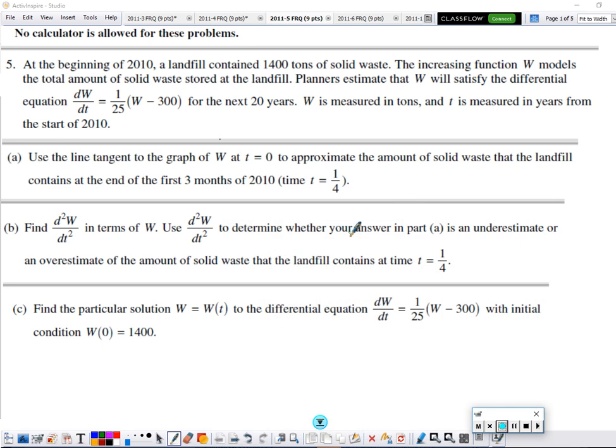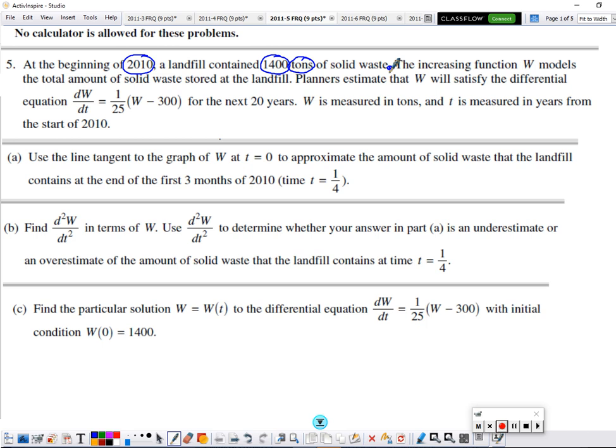Okay, start reading here. So at the beginning of 2010, a landfill contained 1,400 tons of solid waste. I don't really know for sure, so I just circle numbers. Tons is important. You've got tons of waste, period. Make sure I'm understanding it. But go slow, it's way better than going fast, I guarantee you. Fast does not help anybody. You just logically figure out the problem.